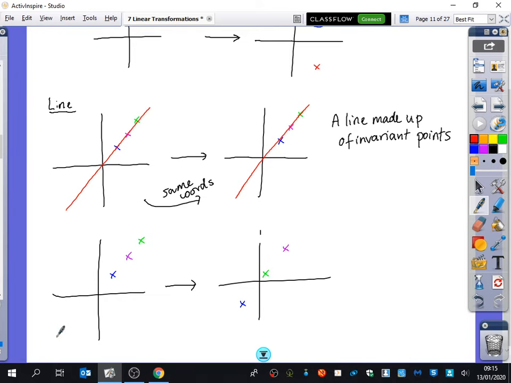So we'd still have an invariant line, but this time they don't have the same coordinates, but they do have the same relationship to the line, if that makes sense. They'll still have, I don't know, if it's y equals 2x, the y coordinate will be double the x coordinate.